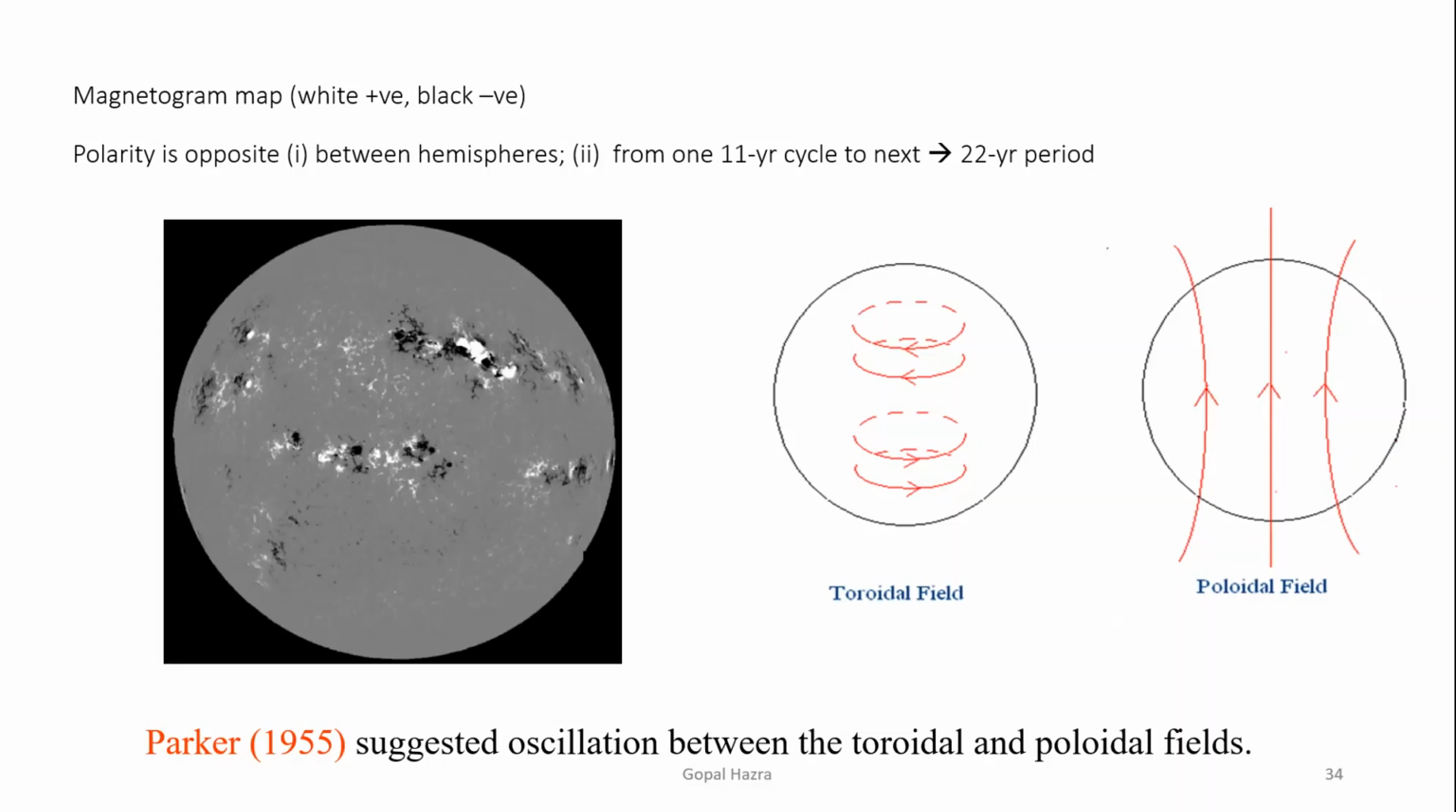That I'll come to. So toroidal to poloidal: the toroidal field is what goes into the sunspot. The sunspots are strong regions, so they diffuse, and then they create the poloidal field. So I'll come to this scenario.